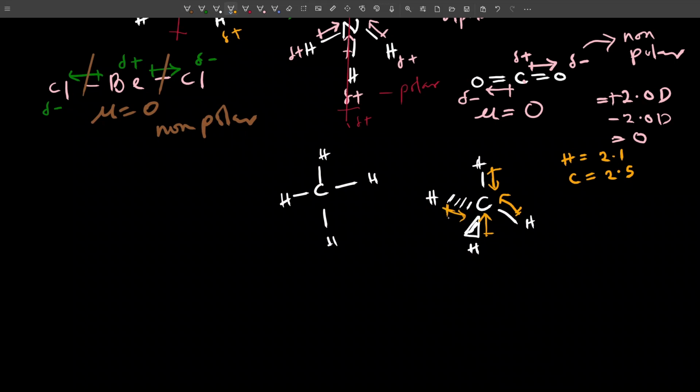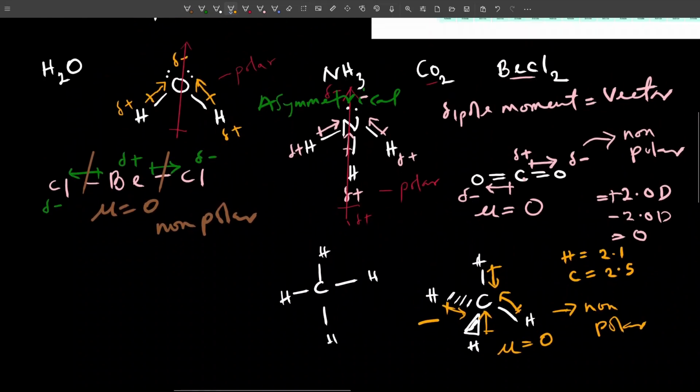Now, because of the way the molecules are arranged, if you look at it from a different angle, you realize that the dipole moment from every direction will cancel out. This will cancel out that, this will cancel out this. They cancel out each other. You understand? So the net dipole moment will be zero. So since the dipole moment of CH4 is zero, it means that CH4 is non-polar.